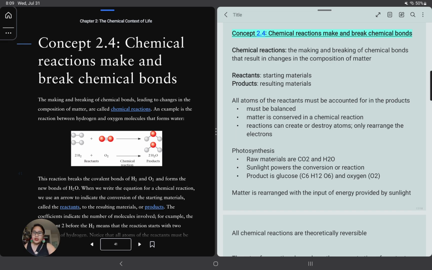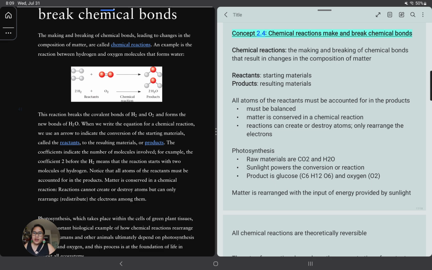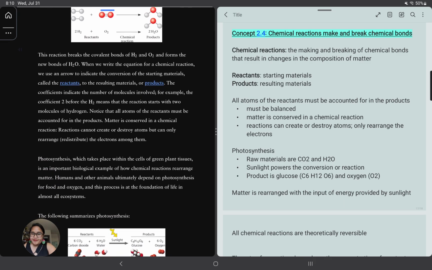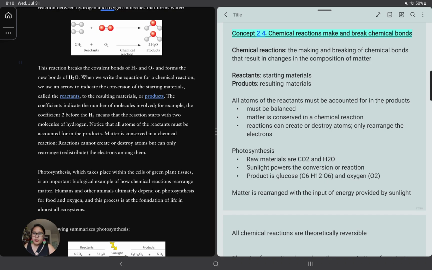So, the making and breaking of chemical bonds leading to changes in composition of matter are called chemical reactions. An example is the reaction between hydrogen and oxygen molecules that form water. This reaction breaks the covalent bonds of H2 and O2 and forms the new bonds of H2O.